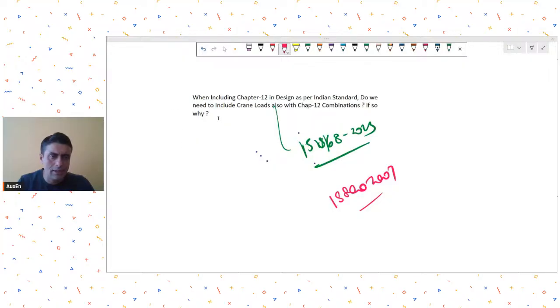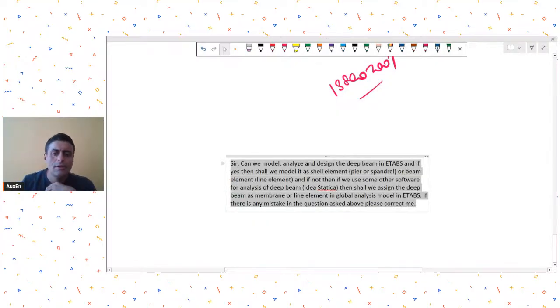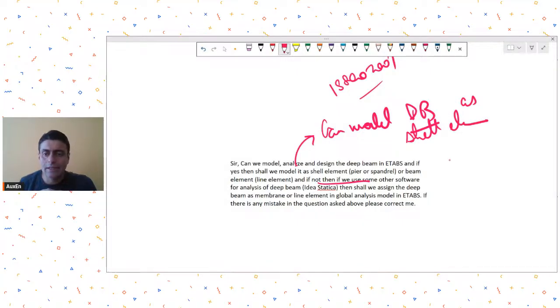He's asking, can we analyze, model, design deep beam in ETABS? And if yes, then shall we model it as a shell element, pier or spandrel, or beam element? And if not, then if we use some other software, shall we design the deep beam as membrane? So short answer, you can model deep beam as shell element in ETABS and then assign spandrel labels to it. That is what you can do.